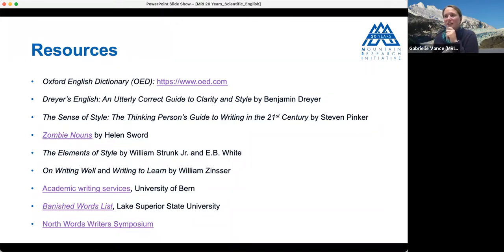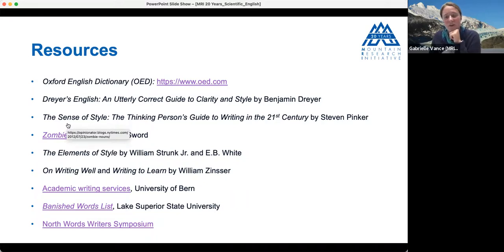So the idea of zombie nouns, I think, comes first from this article by Helen Sword that might be interesting to read. Sorry, I forgot to mention The Sense of Style by Steven Pinker is a really great recent English advice book as well.